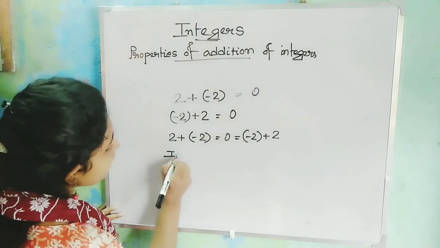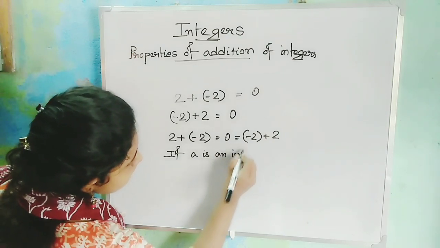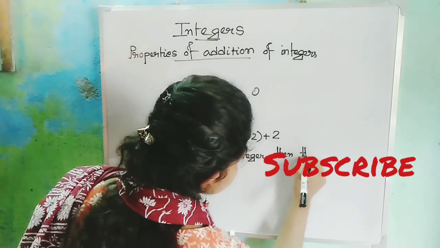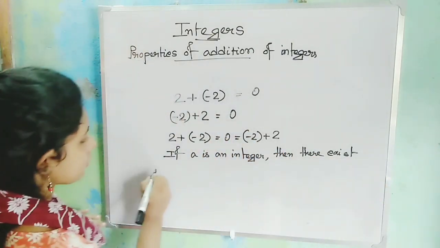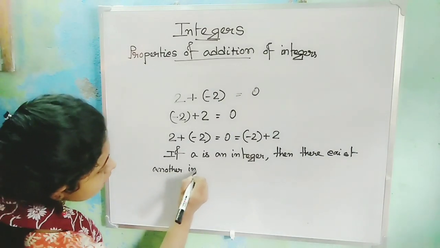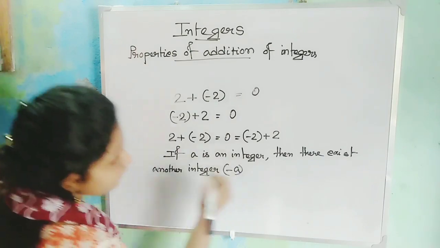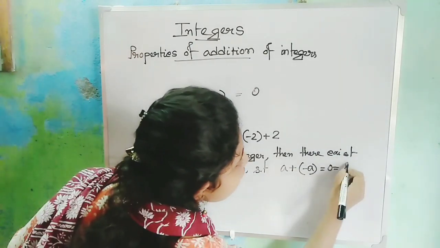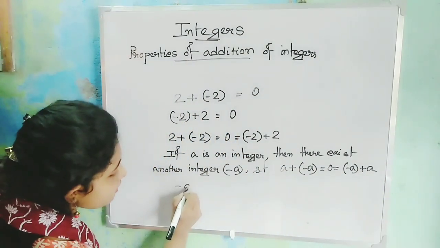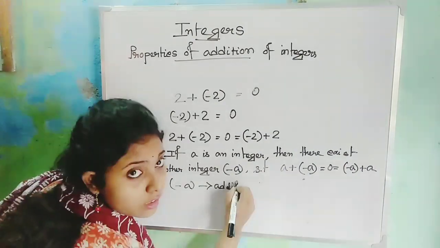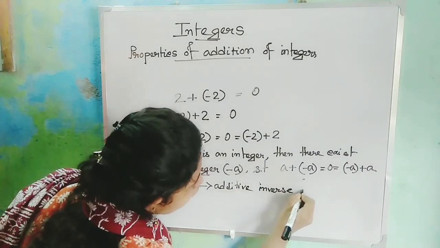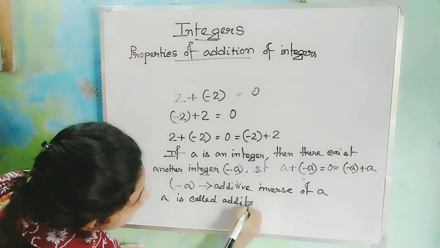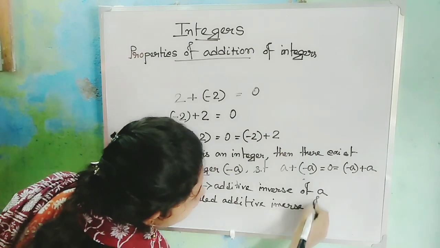So, if A is an integer, then there exists another integer minus A, such that A plus minus A equals 0 equals minus A plus A. This minus A is called the additive inverse of A, and A is called the additive inverse of minus A.